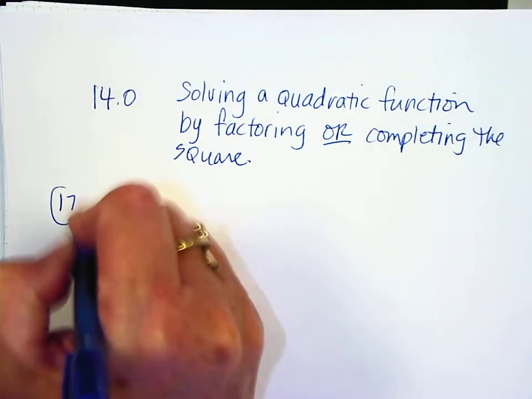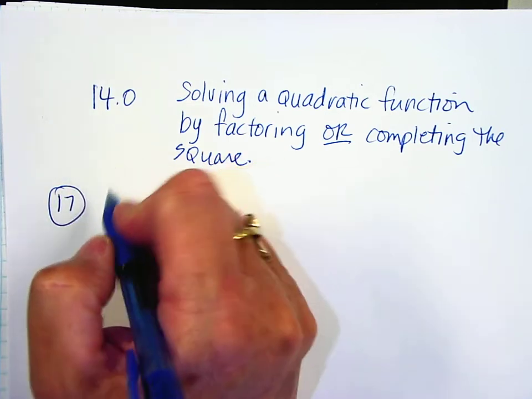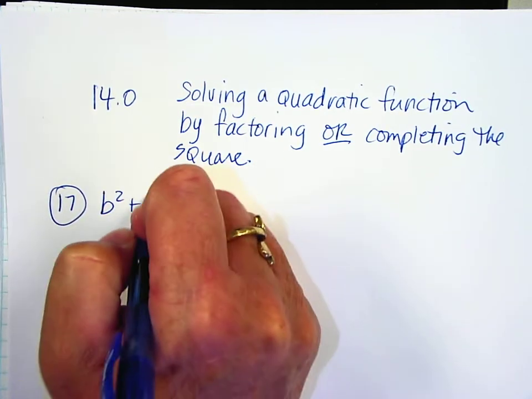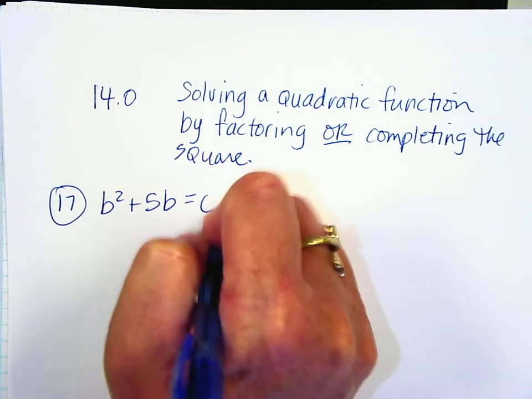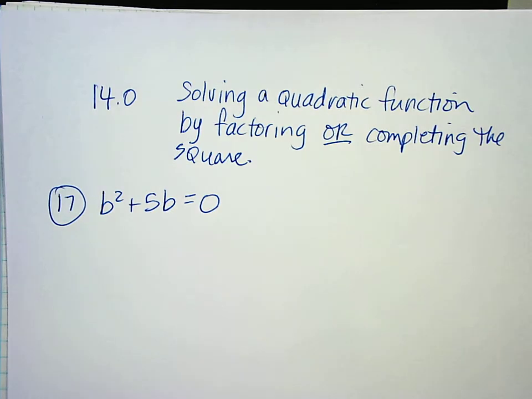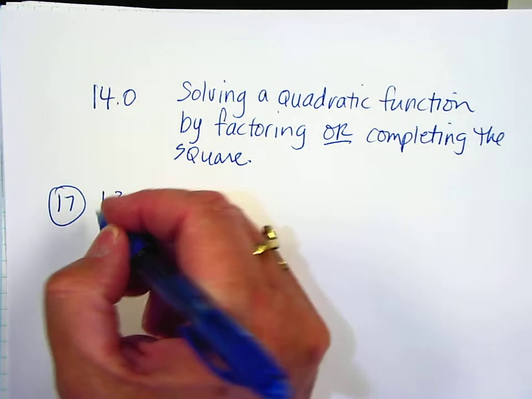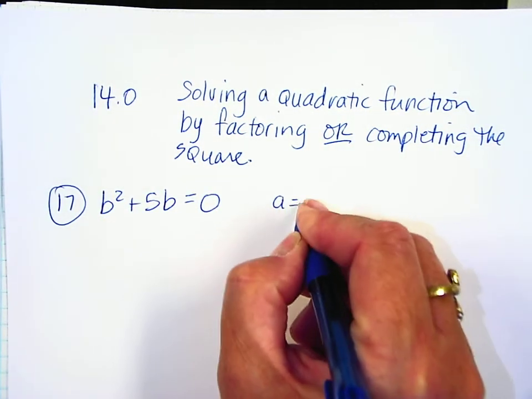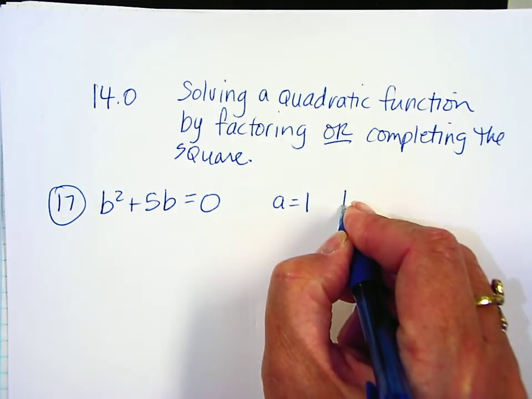So, starting with number 17, we have b squared plus 5b equals 0. Now, when I look at this, I notice I have an a term and I have a b term.